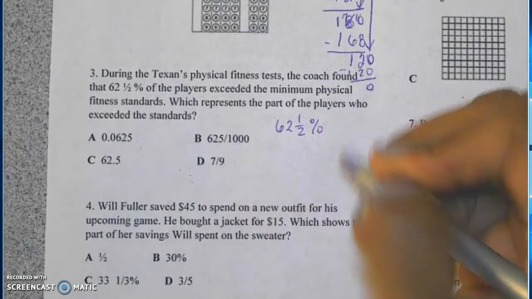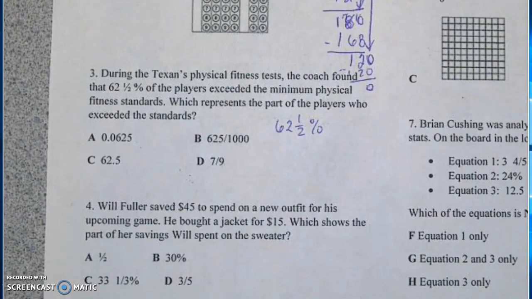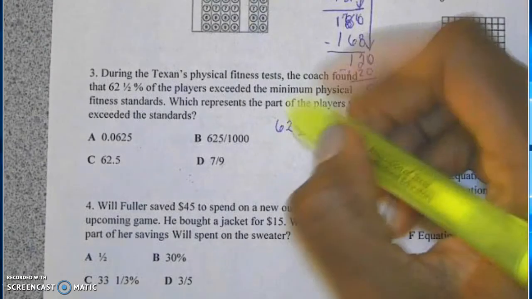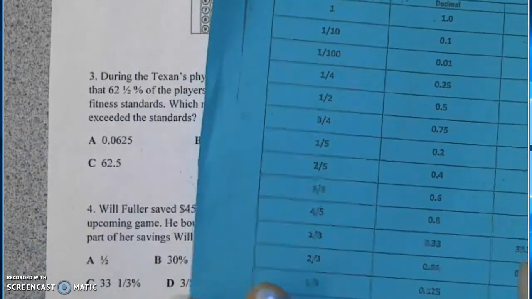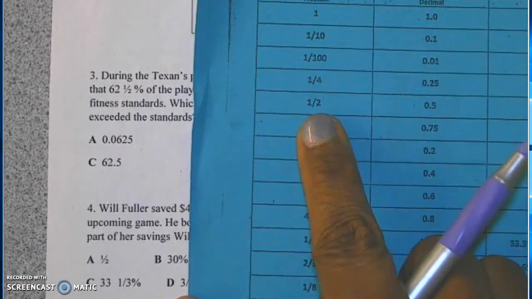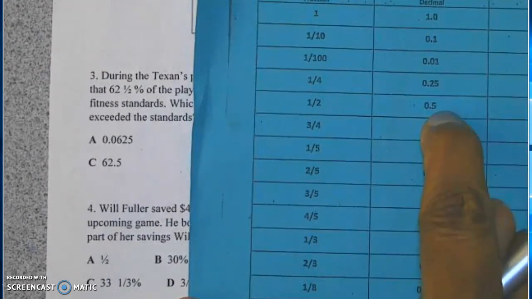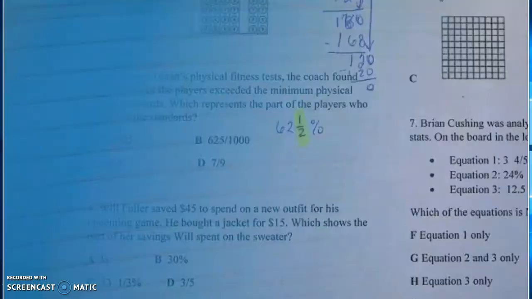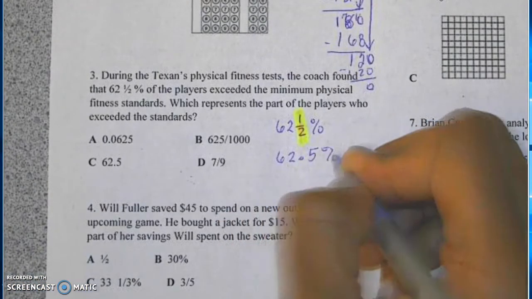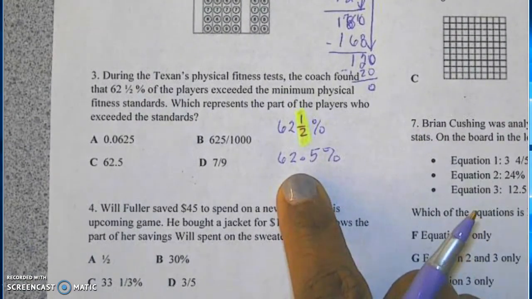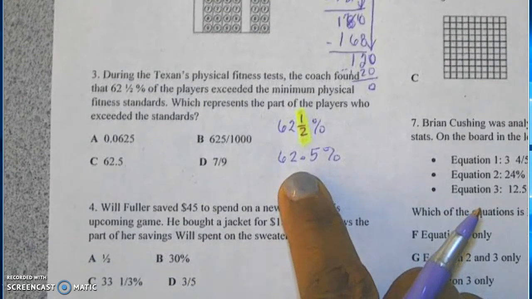62.5%. The first thing I want to do is change this fractional part to a decimal. So I look on my blue chart, and on my blue chart, I find that 1/2 is 5/10. So I'm going to change that 1/2 to 5/10. 62 and 5/10, and that is still a percent. I did not do any conversion. I did not change anything. I just made it from a fraction to a decimal.